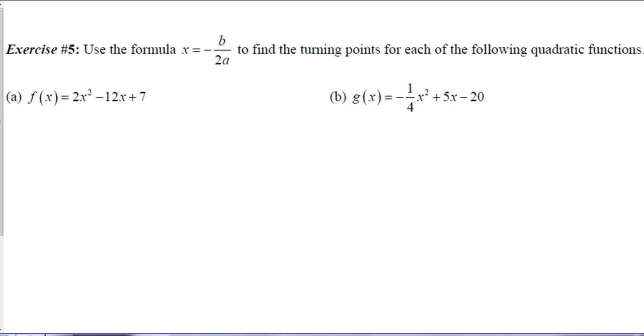And now we're just going to finish out these last two problems. It simply says use x equals negative b over 2a to find the turning points. Okay? Play the recording when you're ready. So I'll just work these out fast so you can see the answers. Hopefully you got as far as you could.